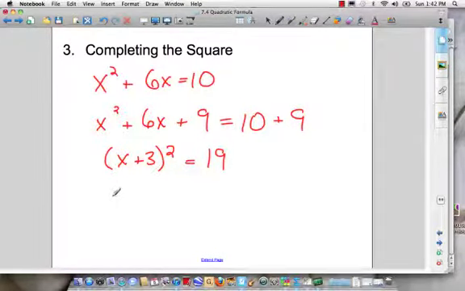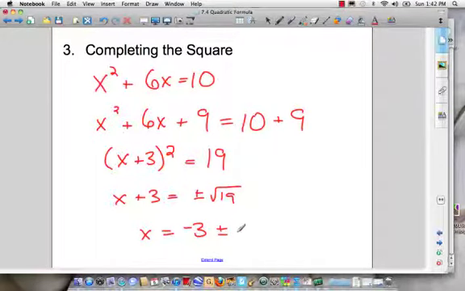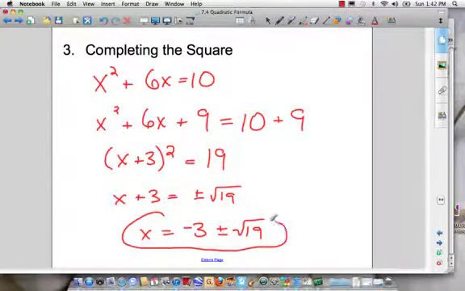Take the square root of both sides, and I'm going to get x plus 3 equals plus or minus square root of 19. And then I move the 3 over by subtracting it, and I get my final solution, negative 3 plus or minus the square root of 19. So that means that if x is negative 3 minus the square root of 19, then I can plug it in for x up here and I'd get 10. And it should also work with negative 3 plus the square root of 19.